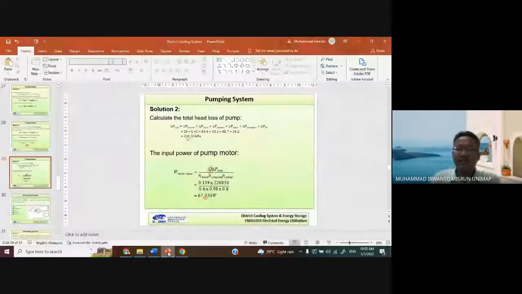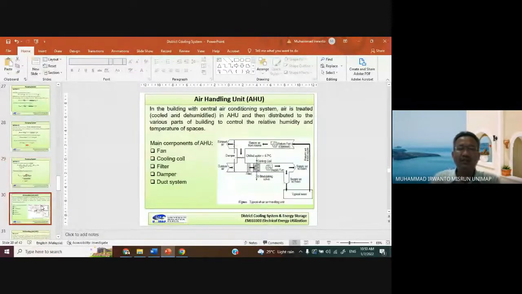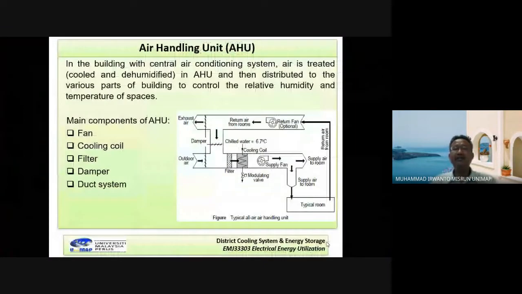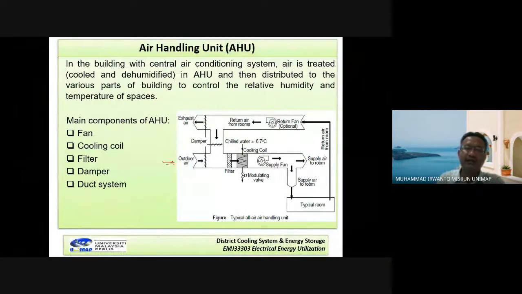Okay, kalau tak ada kita habiskan sampai air handling unit lah ya. Sorry ya, saya agak laju nih. Look at this air handling unit. Before I have explained, it enters the chill water from the riser here. And then we have the filter here. This one is damper, yang boleh buka tutup.